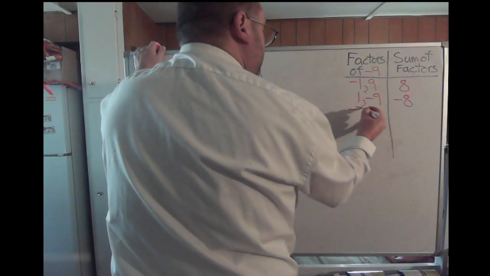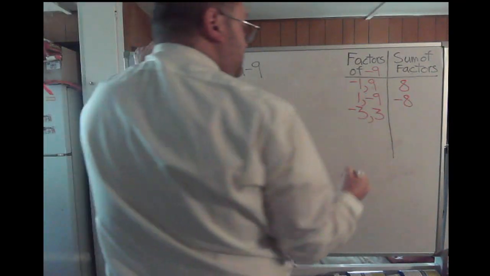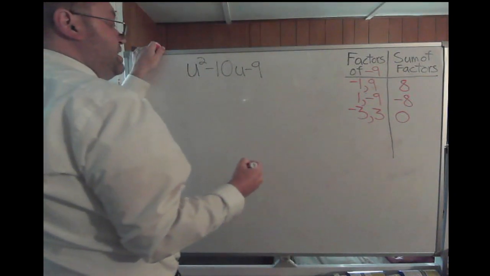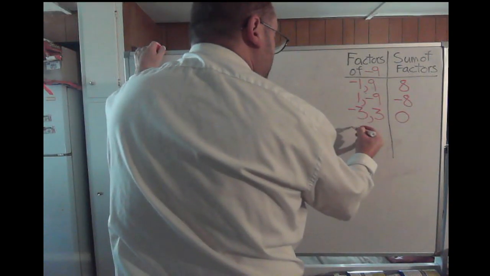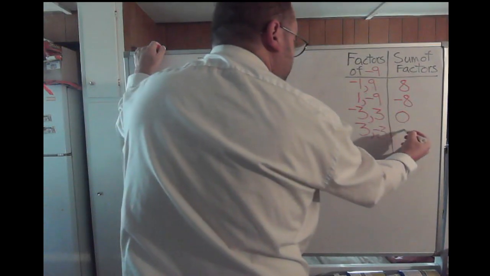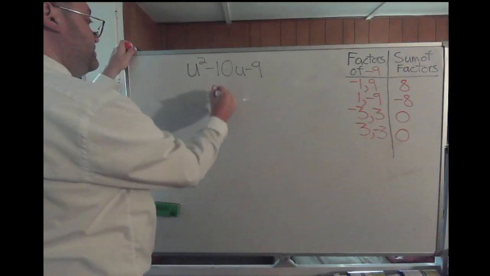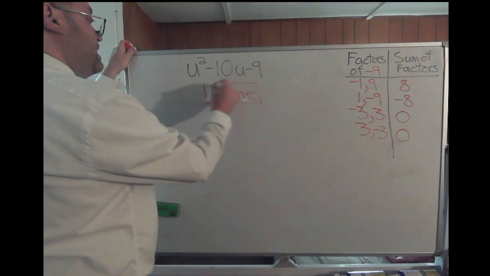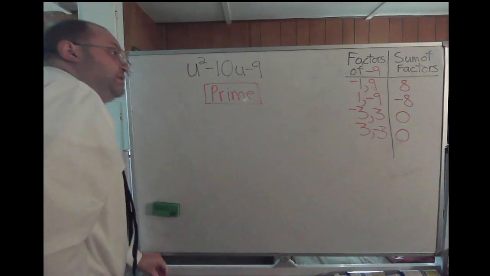So how about negative 3 and positive 3? Well, negative 3 and positive 3 give you 0. And your middle coefficient should be negative 10, not 0. Doesn't work. So how about 3 and negative 3? Just add those together, you still get 0. Not going to work. So in other words, we have a prime polynomial. This is prime. This cannot be factored any further. So the answer is this is not factorable. This is a prime polynomial.